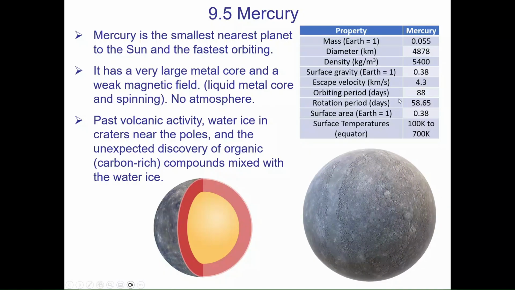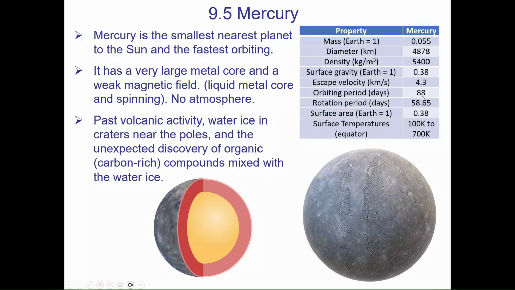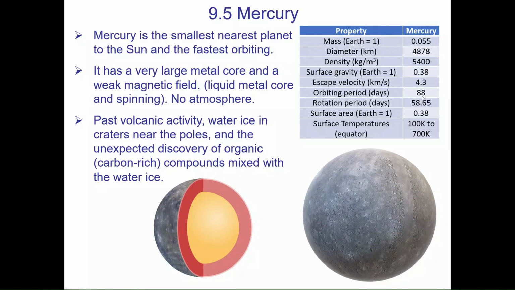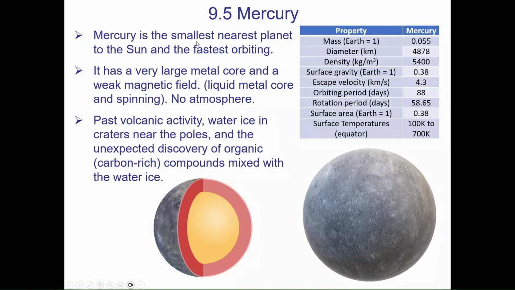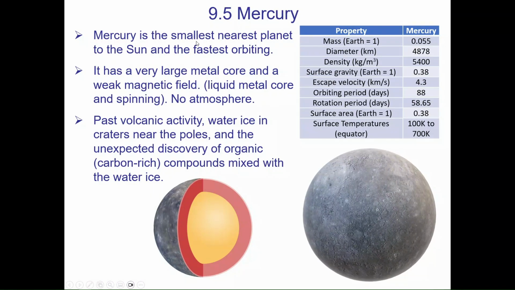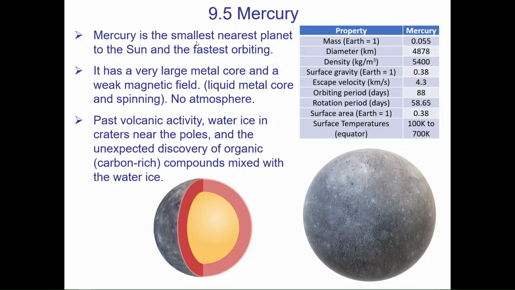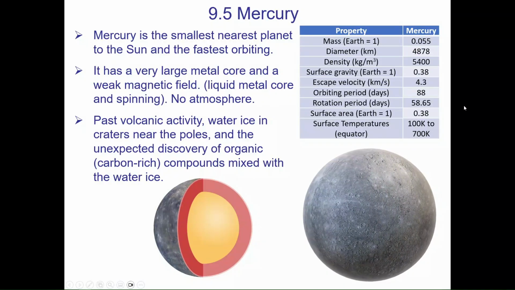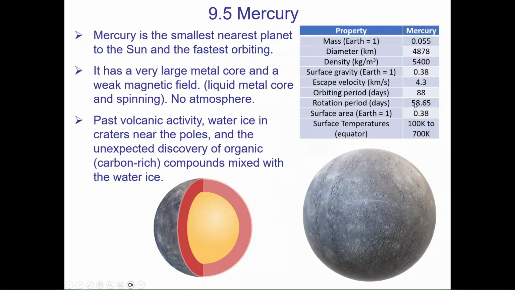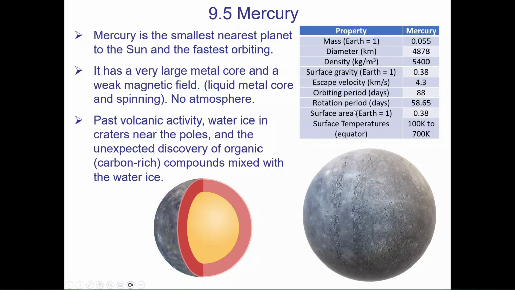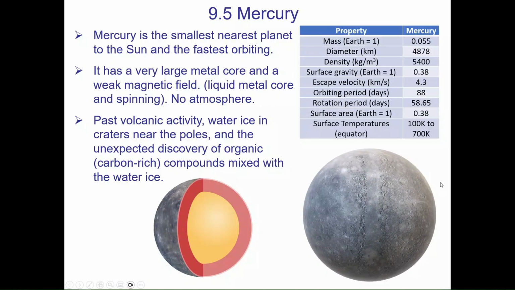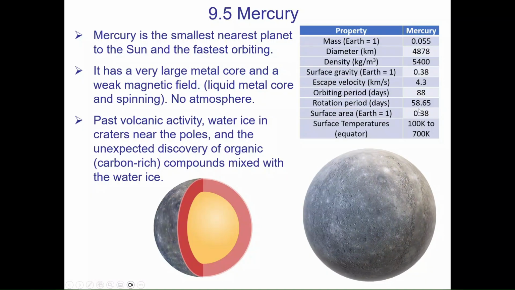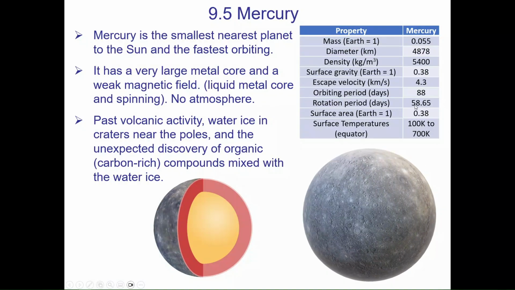The orbiting period is the shortest. For example, on the Earth it's 365 days, but Mercury is only 88 days because it's closer to the Sun. Remember, the closer to the Sun, the faster it's orbiting around the Sun. But if you compare the rotation period, how long it takes for Mercury to rotate around its own axis, it is actually much longer.